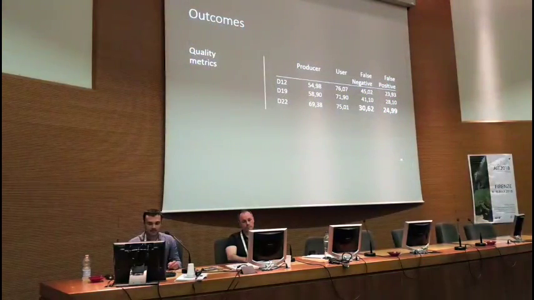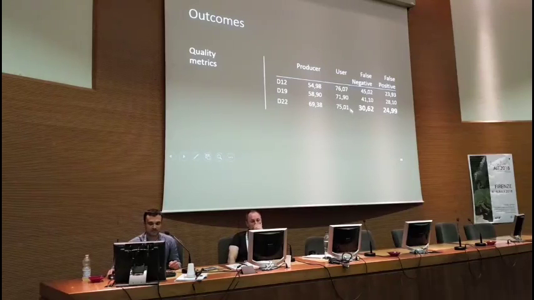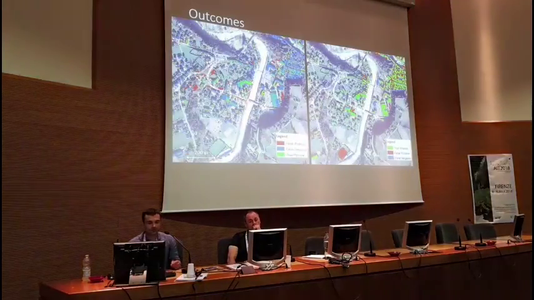So, I want to show you also some quality metrics about this work. As we can see, we have user accuracies that are above 70%. We still have some problems with the producer accuracy, and therefore we still have some false negatives that are at 40-45% in some cases, but we have data sets where the accuracies are quite acceptable, like one of the three data sets is, I think, quite good. But this is not sufficient.